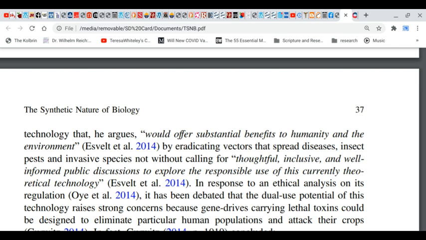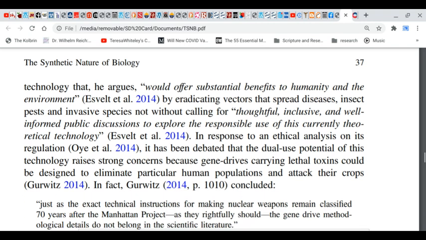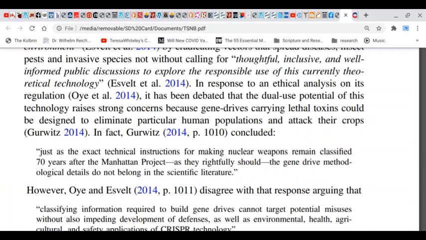In response to an ethical analysis on its regulation, it has been debated that the dual use potential of this technology raises concerns because gene drives carrying lethal toxins could be designed to eliminate particular human populations and attack their crops. In fact, Gurwitz concluded, just as exact technical instructions for making nuclear weapons remain classified for 70 years after the Manhattan Project, as they rightfully should, the gene drive methodological details do not belong in the scientific literature.